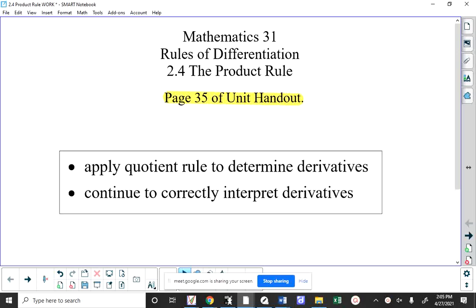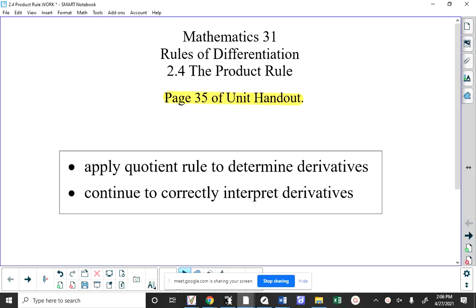And this lesson is on page 35 of your unit handout. It is section 2.4, which deals with something called the product rule. And the product rule is used to determine the derivative of a product.